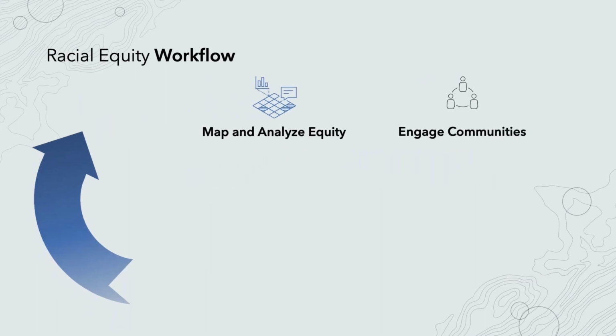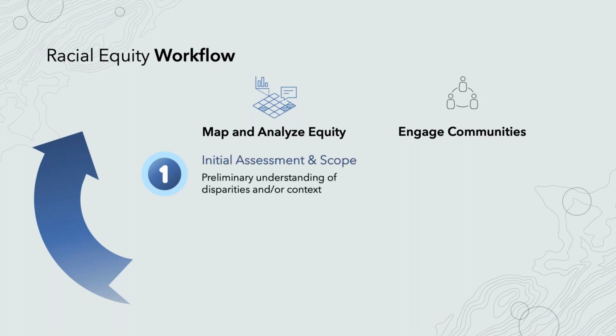So when we look at any of these phases, there are always some steps that are aligned to the core phase, as well as some activities that you want to do to engage communities. So when it comes to map and analyze equity, this typically starts with some initial assessment and or scope, some understanding that communities are experiencing disparities in outcomes or community conditions, or otherwise experiencing the impacts of systemic or structural discrimination. In some sense of where you want to focus. Is it at the city level, neighborhood levels, or certain neighborhoods?